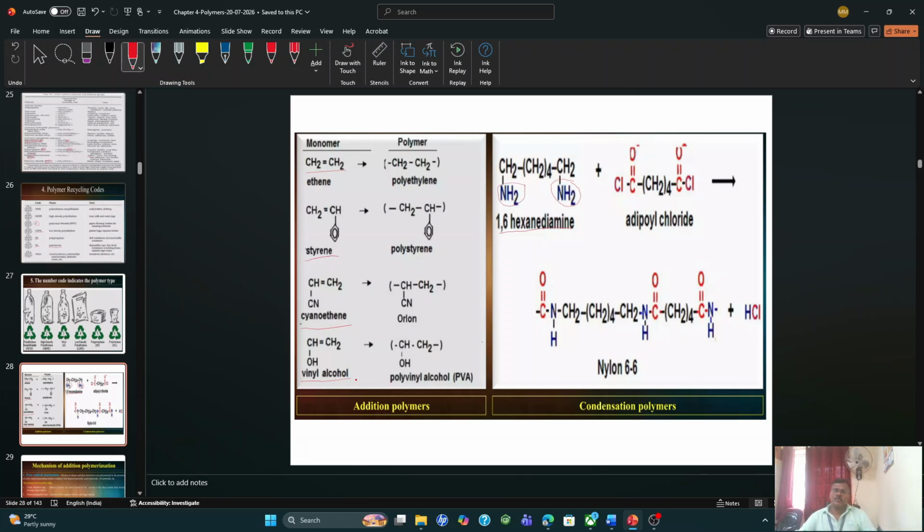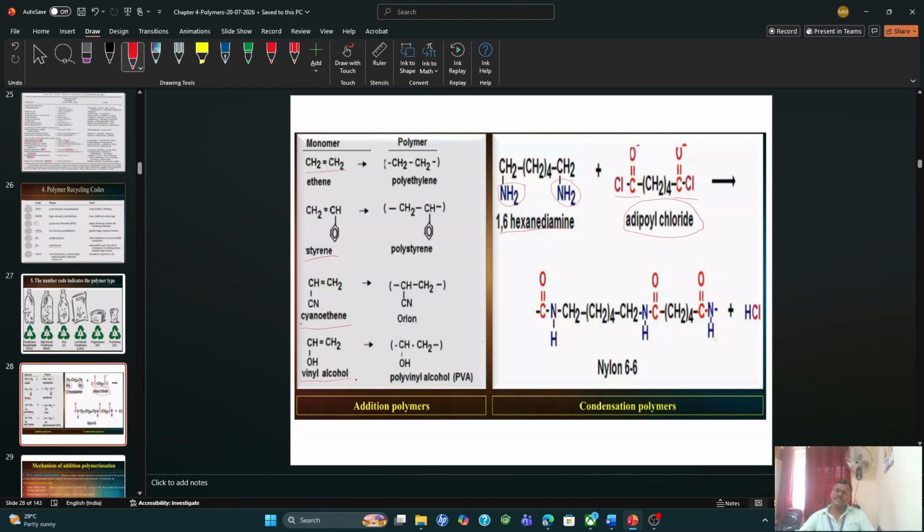Okay, and another monomer is adipoyl chloride, where the functional groups are 2 COCl and 2 amines. These both will combine during the reaction. Just if you heat it, you will get the compound.